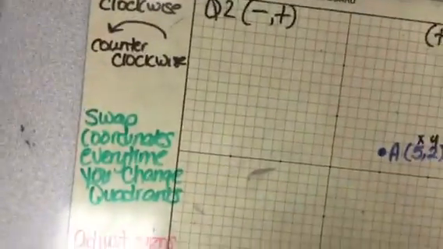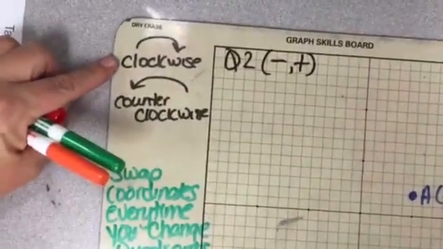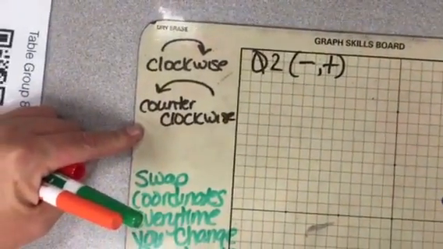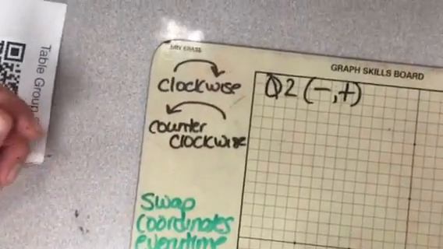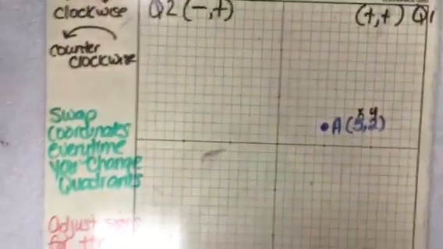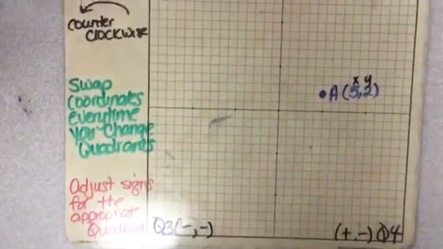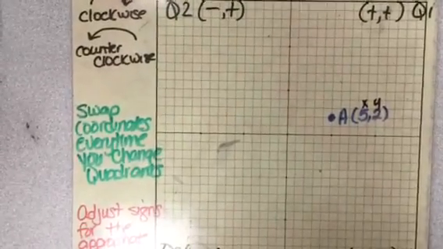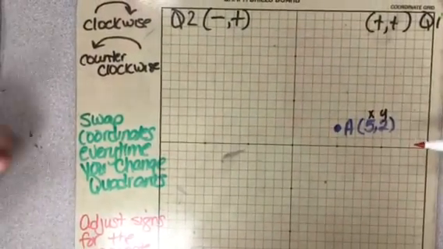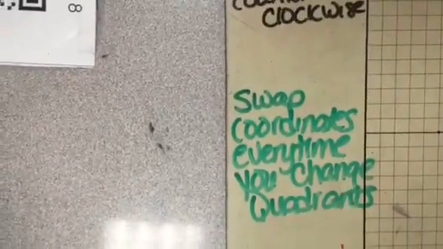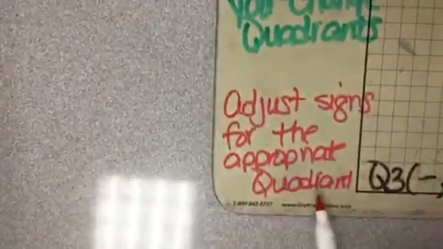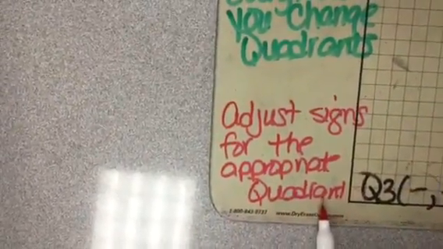Talk about rotating. You can rotate clockwise to the right or counterclockwise to the left. The coordinate plane is divided into 4 quadrants. Each one is a 90-degree turn, all right? So if you're going to rotate your point, then what you want to do is swap your coordinates every time you change quadrants, and then you want to adjust the signs of your coordinates so that they're appropriate for the quadrant.